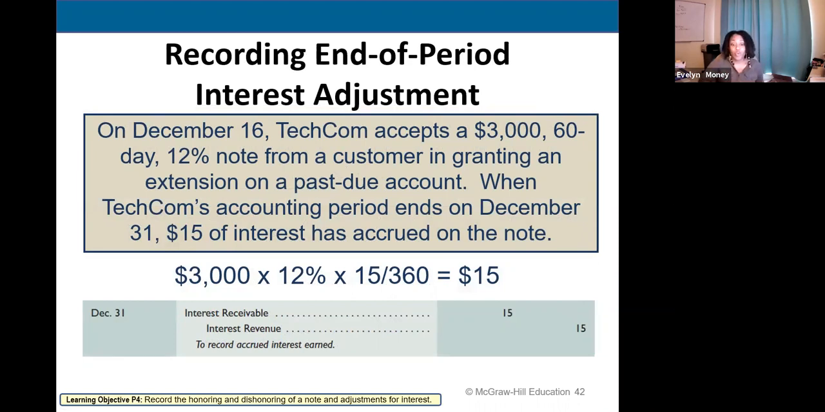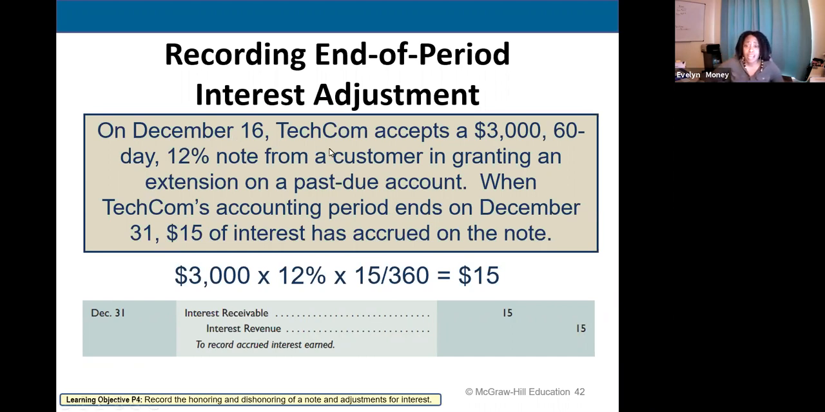Now, what happens when a note crosses accounting periods? So the note is initially recorded on December 16th here, but the note won't need to be paid until sometime during the next year. In that situation, there is interest that we have earned, but we haven't received and we haven't recorded. Hopefully that language sounds familiar to you because that is an accrued revenue. In other words, there is an adjusting entry that we need to do here.